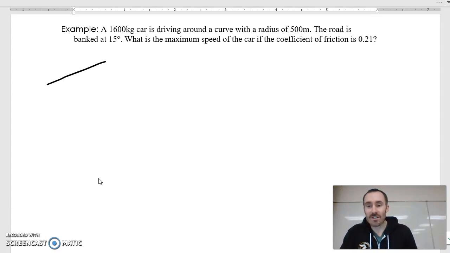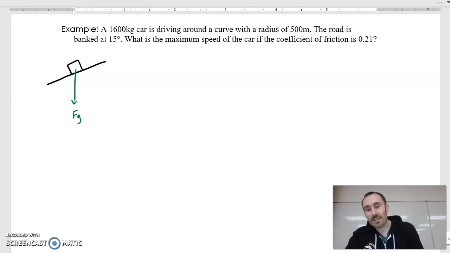Here's our car. It's a box. Believe it or not. And so let's draw the forces in here. We've got the force of gravity pulling it straight down. We've got the normal force. I've got to tilt my head to draw this correctly. We've got the normal force pushing perpendicular to the roadway, perpendicular to the slope. And then what else do we have?